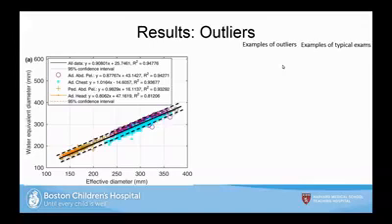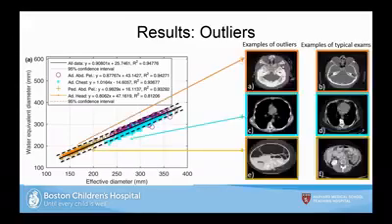So we noticed two things from this graph while we were validating the AAPM reports, is that there were points here that fell outside of these lines, which are the 95% confidence interval. And so we term these points outliers.